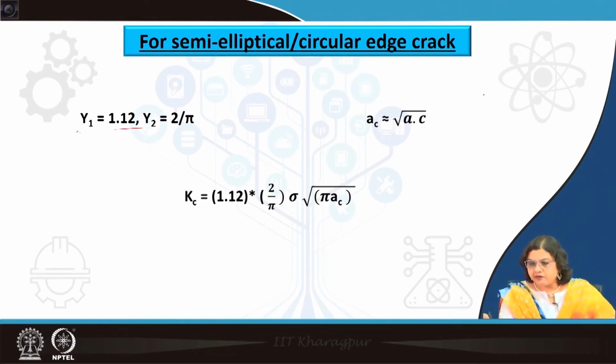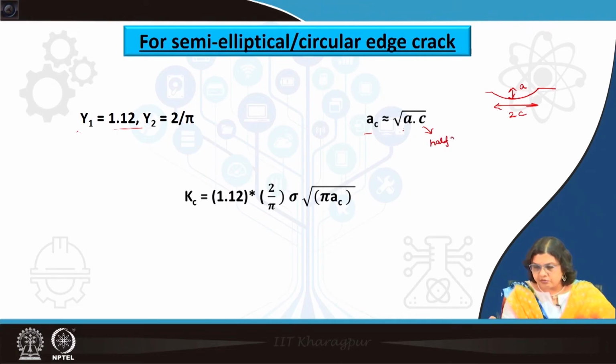Okay. Now, if we have an elliptical one, in which case the c and the a are distinctly different numbers and it is not semicircular but semi elliptical, in that case we often need to find out the a_c value. Okay. Now, a_c here is not the critical one, but a combined one considering both the major and the minor axis, and this is given by the square root of the product of the half major axis and half minor axis.